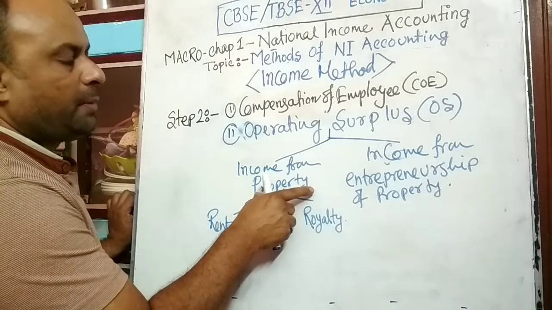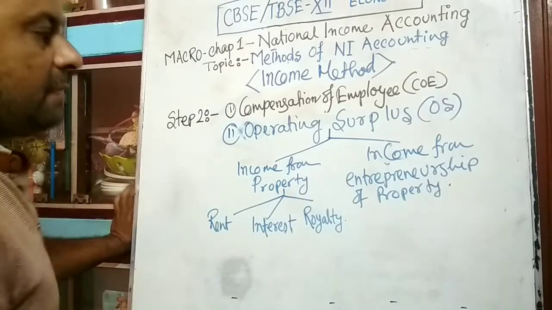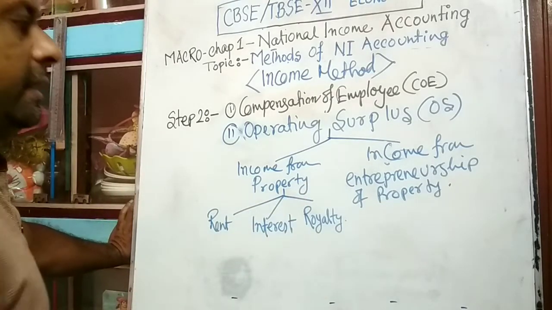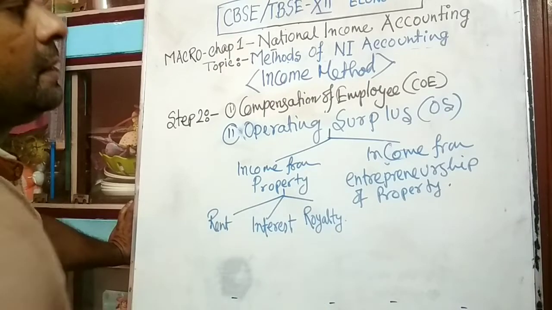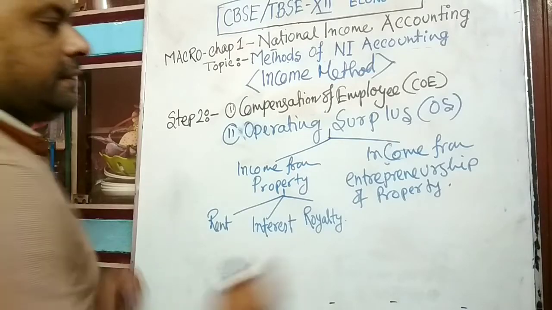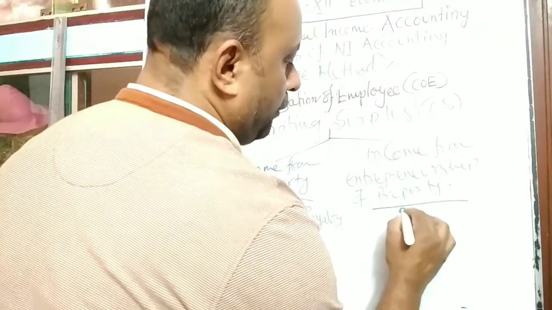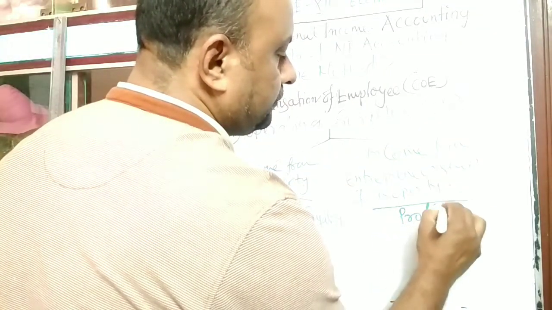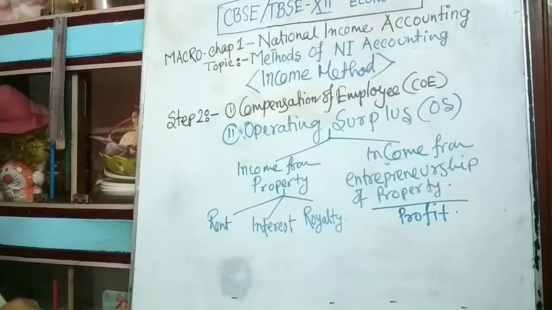When I own the property, I am not operating it. Another person is operating it. In return, I will get income. Now here, if I myself operate my property, that time I will get profit. Okay.